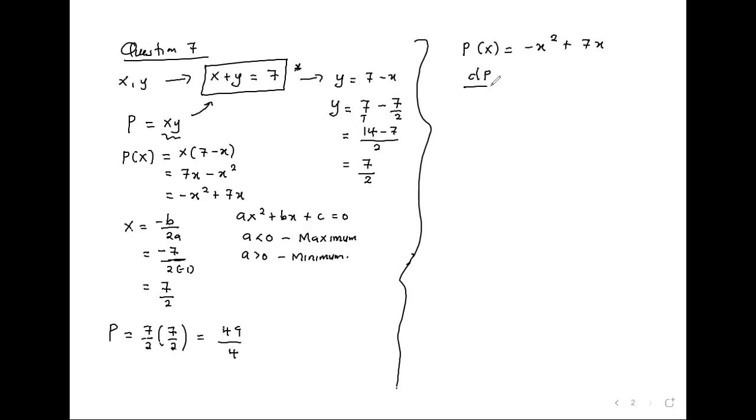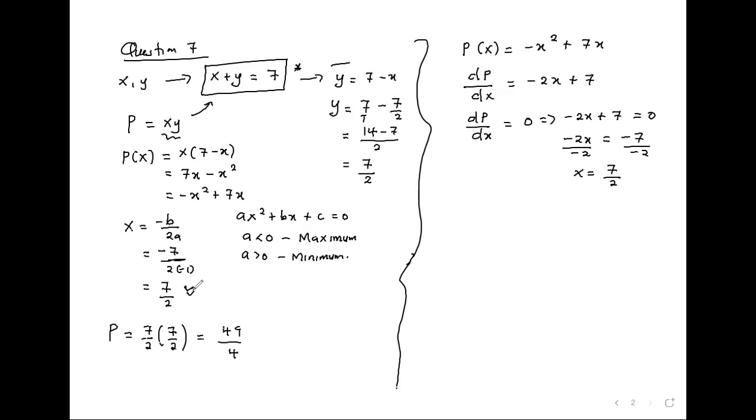You get dp over dx, which is going to be negative 2x plus 7. That's a derivative. And then equate the first derivative to 0. So now this implies that we have negative 2x plus 7 is equal to 0, giving us negative 2x is equal to negative 7. Divide by negative 2, divide by negative 2. So x is equal to 7 over 2. The very x that we found here, 7 over 2.